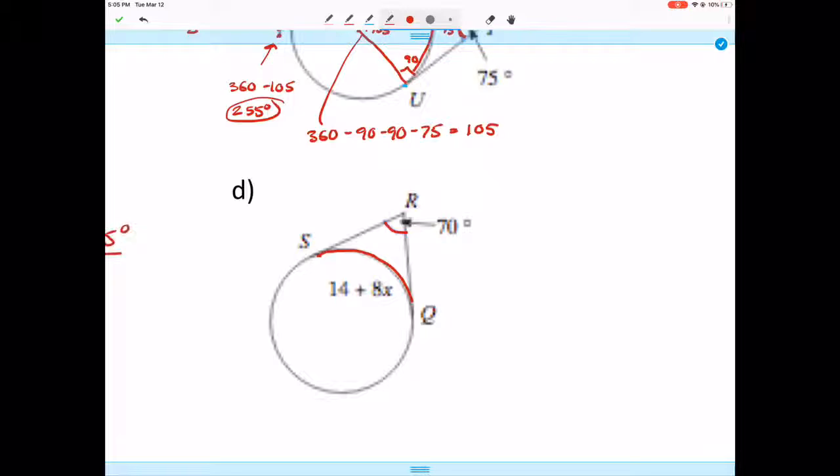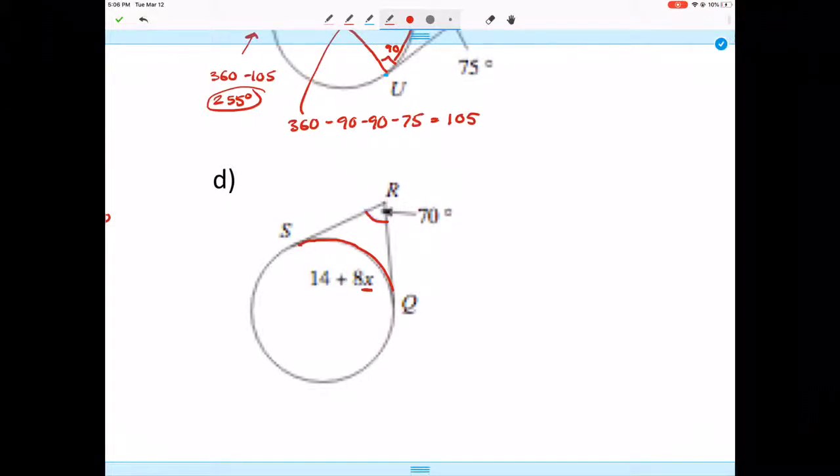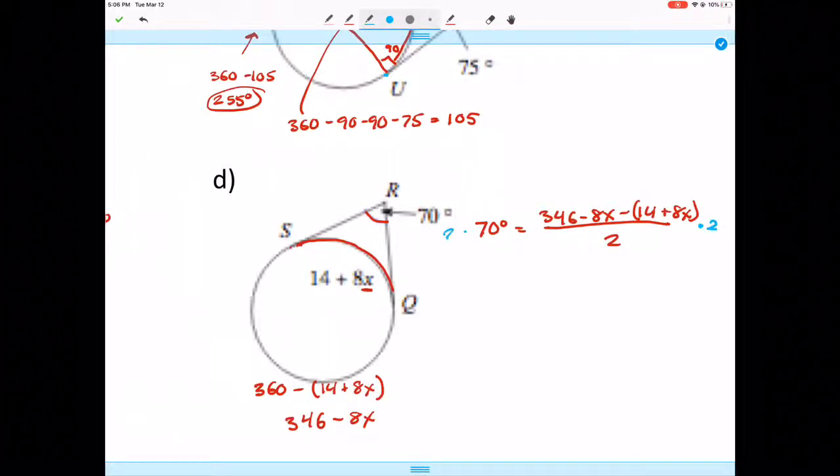All right, so here they give us an angle and they give us the minor arc. It doesn't say anything, but we're going to want to find what x is. How we're going to do this is we can find out what our major arc is. That's going to be 360 minus 14 plus 8x, or that would give us 346 minus 8x. And then we could come up and do our equation. So we'll do our angle equals the major arc minus our minor arc, divided by 2. Then you're just going to need to do a little algebra, multiply both sides by 2. That would cancel.